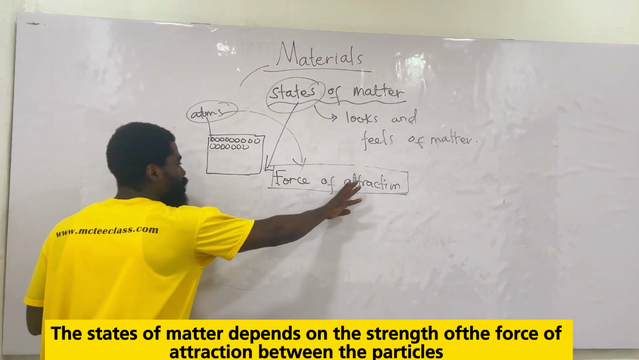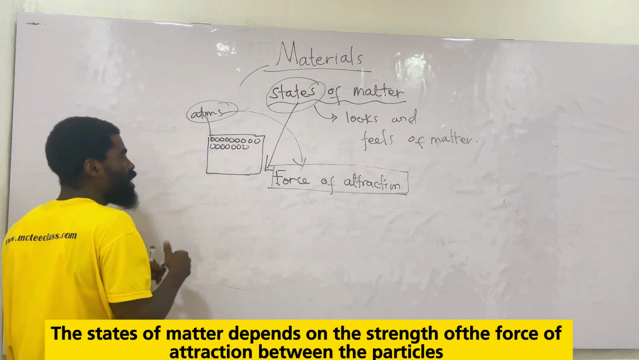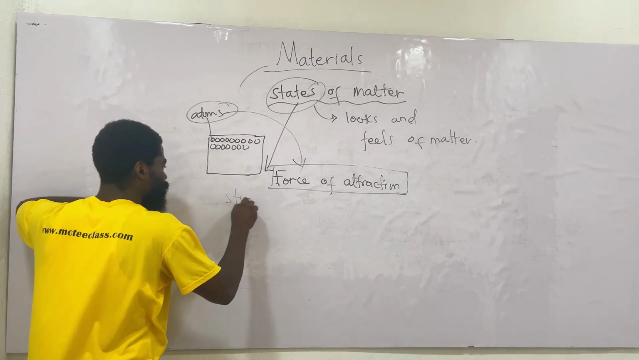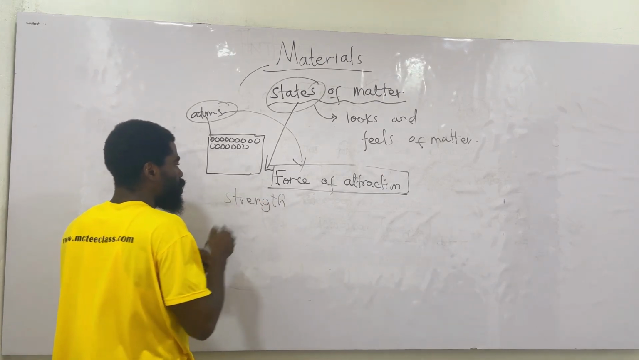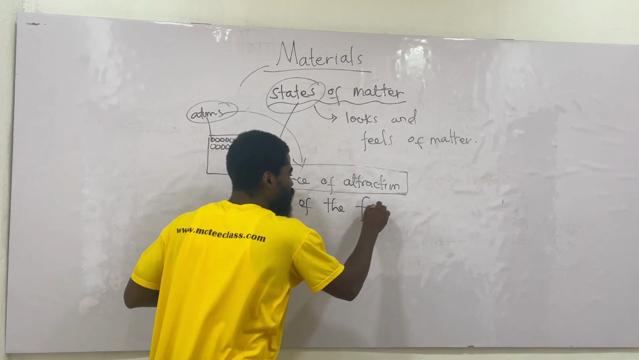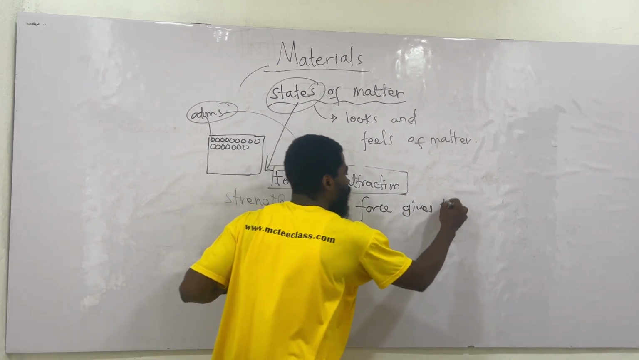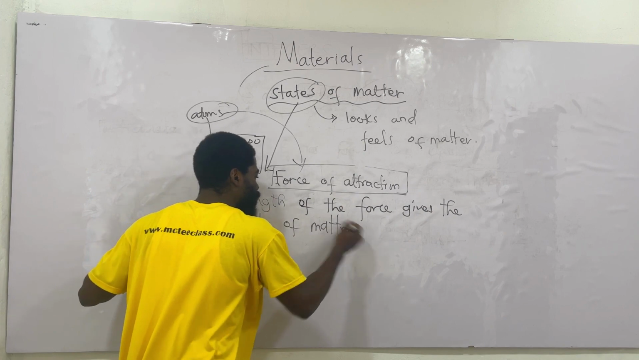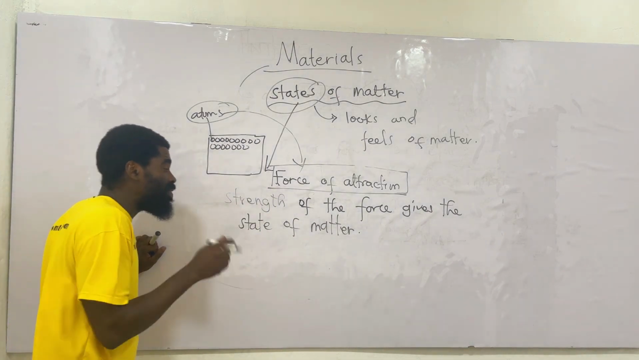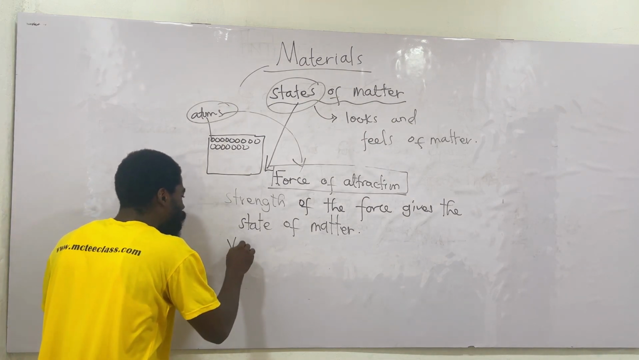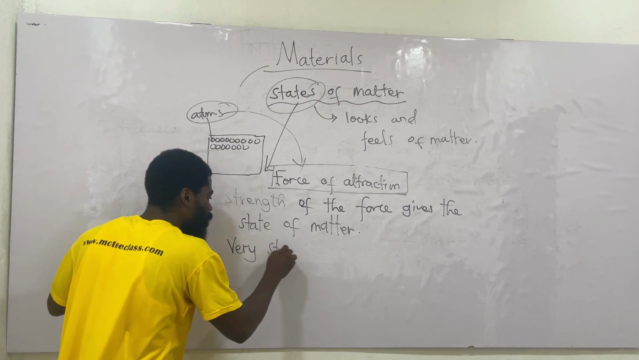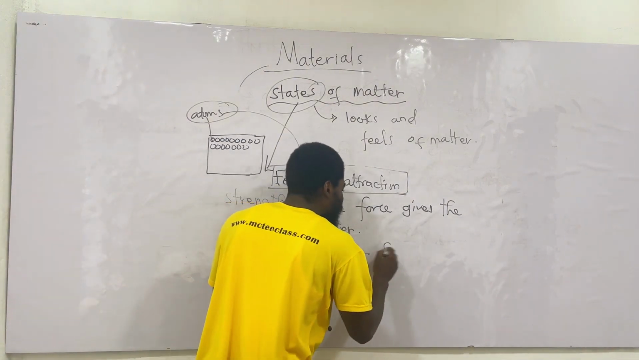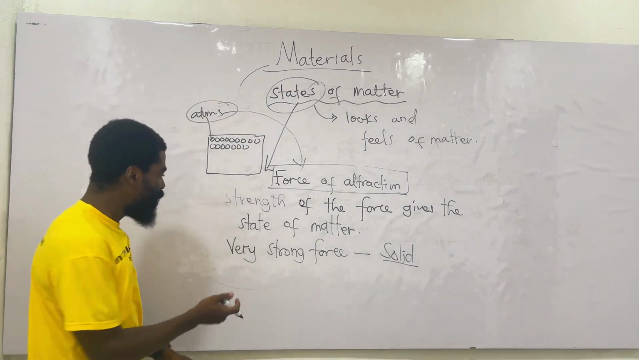So we are saying that the force of attraction between the particles will give us the state of matter. So when we have solid, let me put it this way, the strength of the force gives the state of matter. Keep this there because it's going to give you the ability to explain most of the reasons. If the force is very strong, then the substance becomes hard and we call it a solid. So one state of matter is solid, based on the strength.